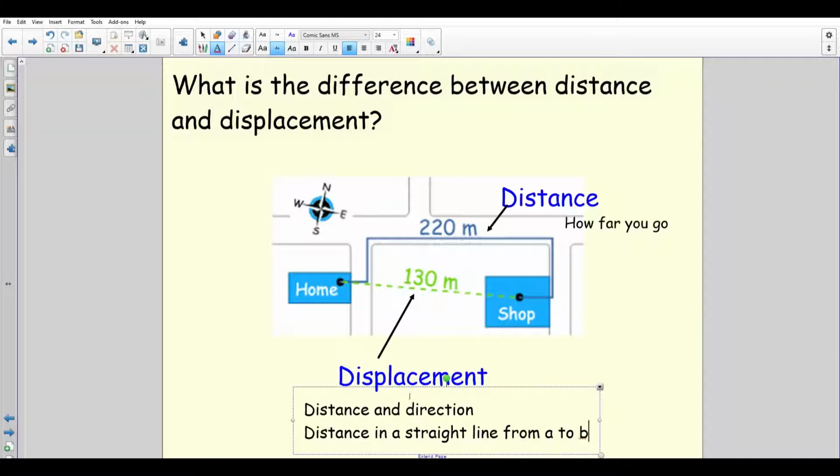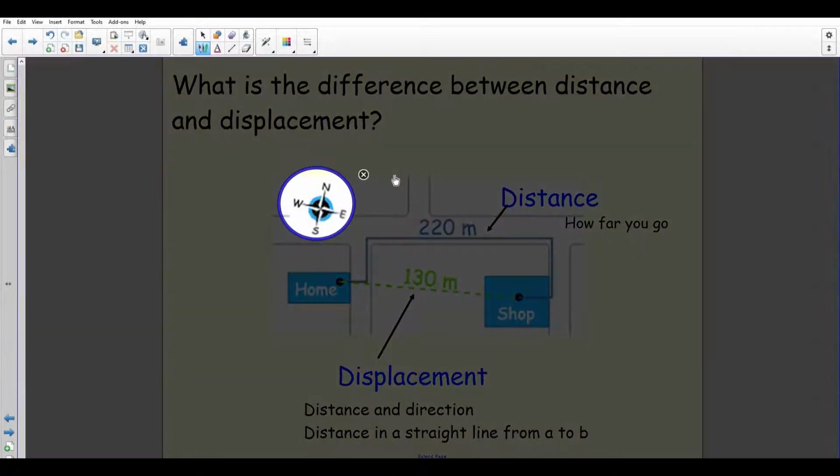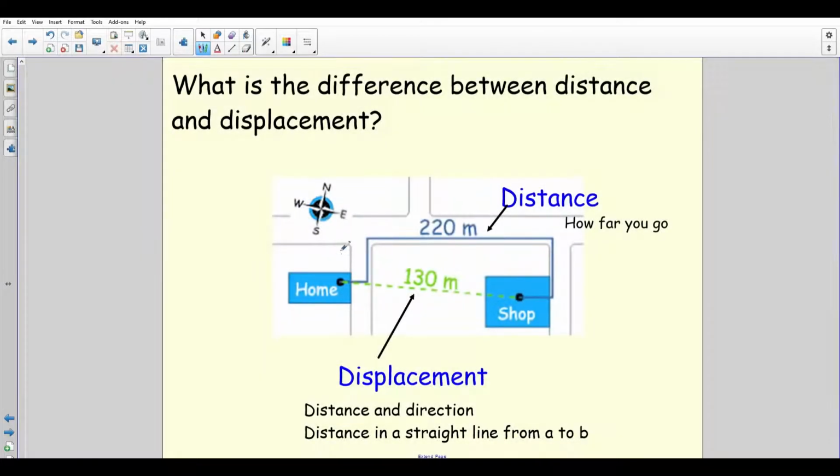Now, because it's got a direction as well, that's why we need this bit at the top. So you will always have like a compass at the top, and this will tell you which direction you've gone in. So if you have a look at this here, we're going sort of this direction. So I would say that's probably going east. So you'd say 130 meters, and you would add on the end of that, ideally, east, to make it a little bit better. That tells you which direction it's going in as well.